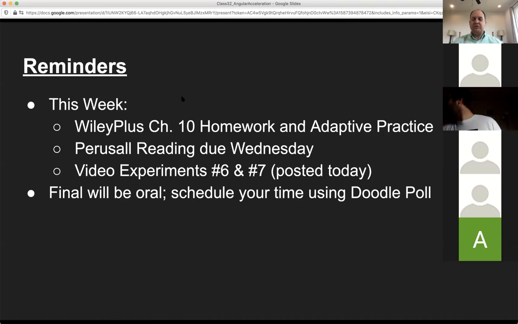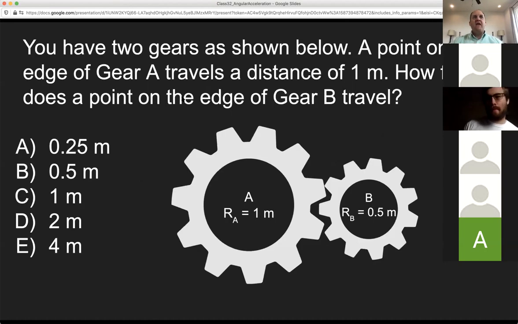All right, then we'll jump in and talk about physics. Here's your polling question. And yes, I know if you actually tried to spin these gears, they wouldn't work because the teeth don't interlock properly, but ignore that for a minute. We've got 2 gears as shown below. They're going to work like gears, so they move together. They don't slip on each other at all. So you have a point on the edge of gear A that travels a distance of 1 meter. How far does a point on the edge of gear B travel in that same time?